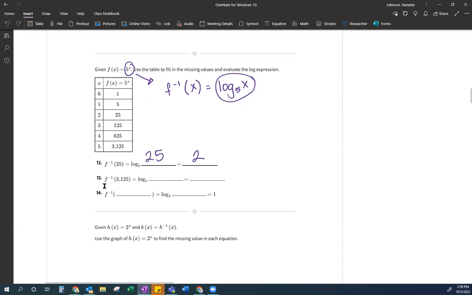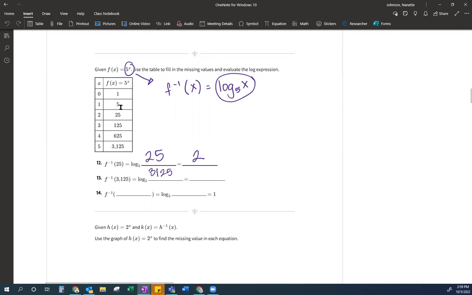Okay, so similarly, f inverse of 3,125, log base 5 of 3,125, right? I don't know 5 to the what gives me 3,125, but this table showed me. So what is this answer going to be here? Yeah, it's going to be 5. Very good. Okay, now this one says, I'm going to get a 1. Now, Ms. Johnson, is it this one or this one? Where was this 2? Oh, the 2 was here. So where is this one? Yeah, this guy right here.